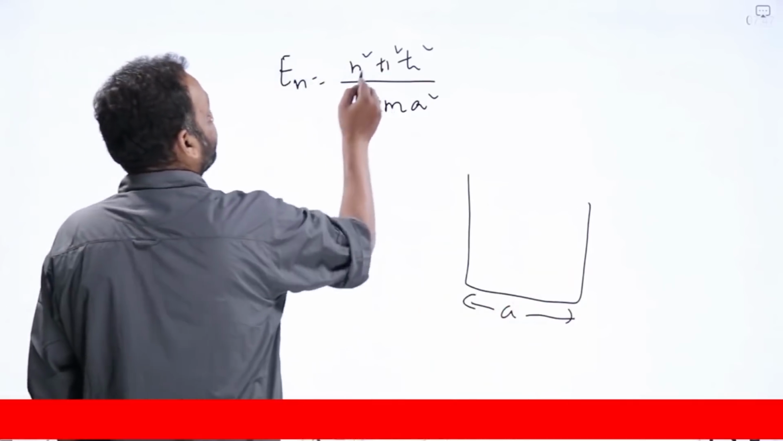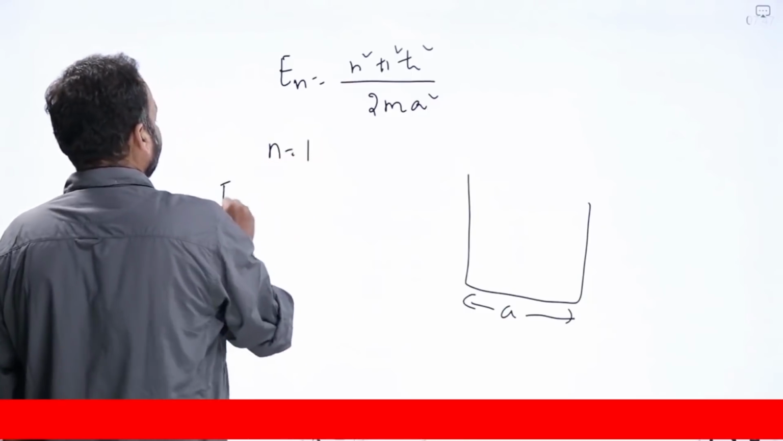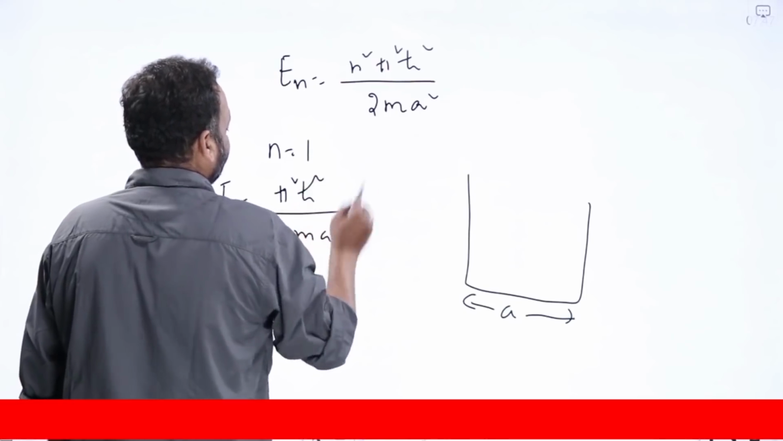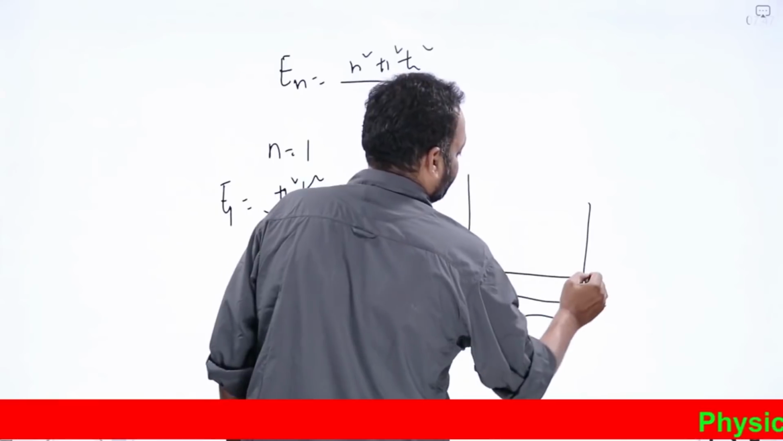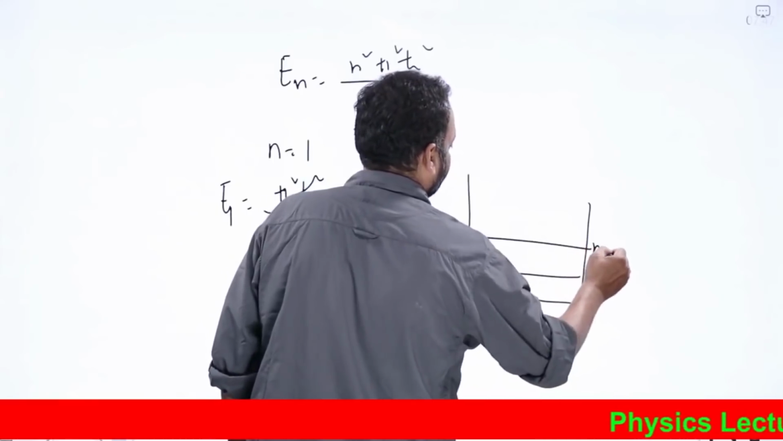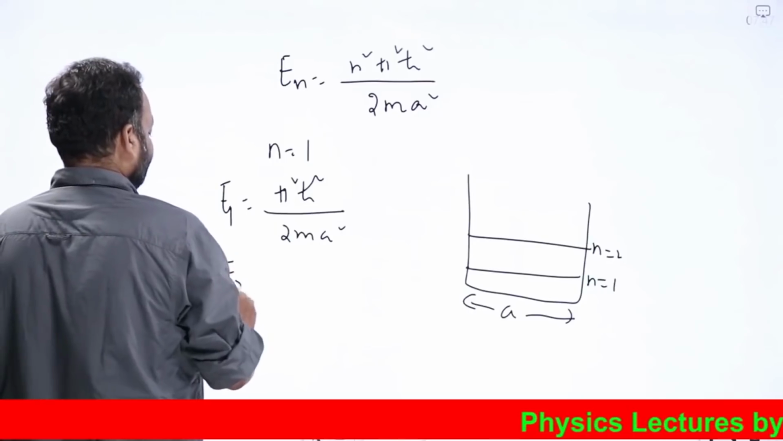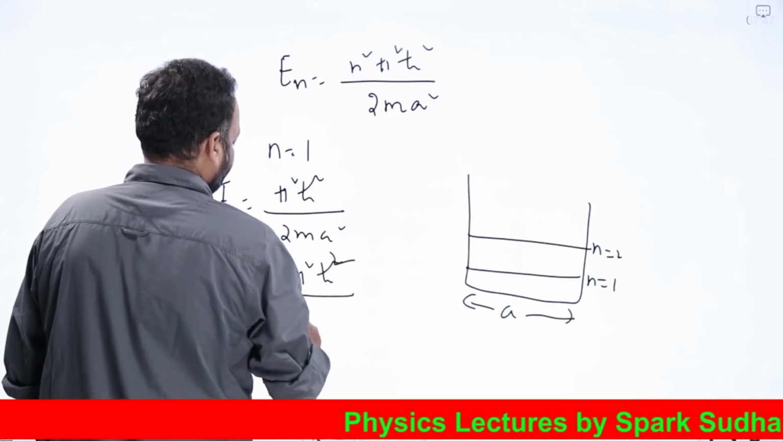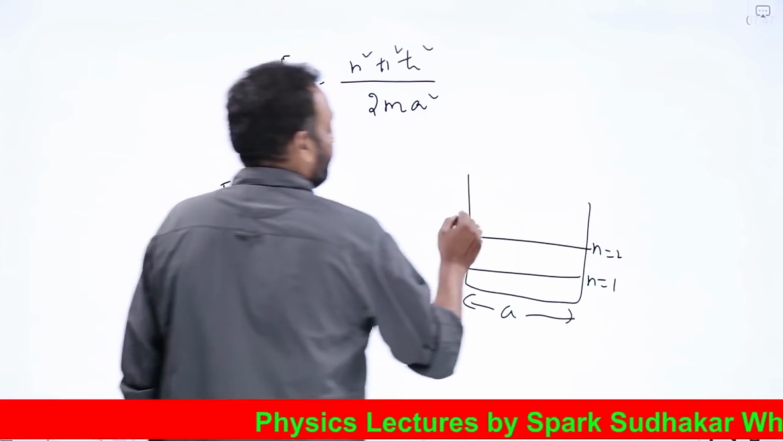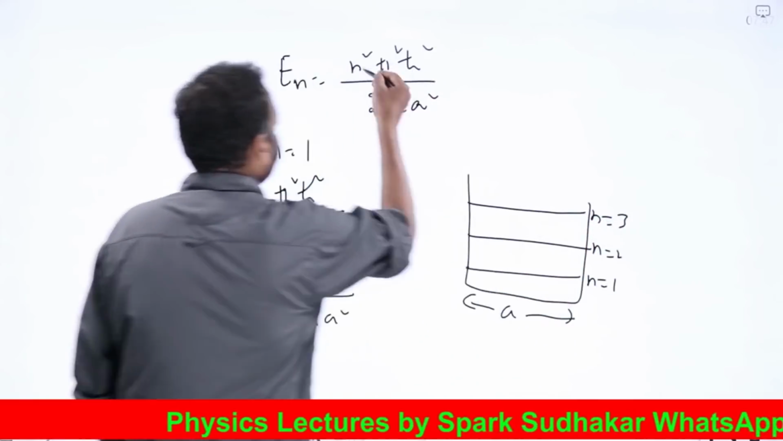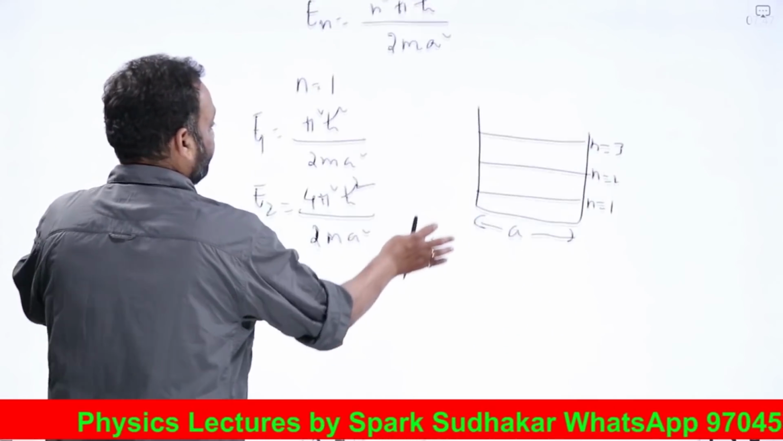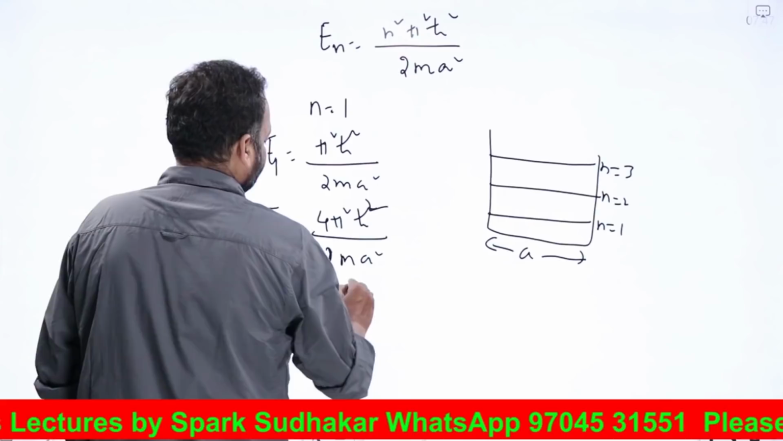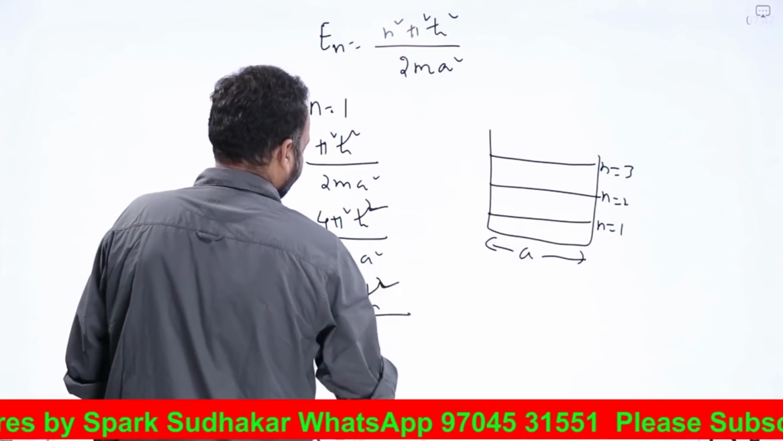Ground state energy means I'll take n equal to 1. So E1 equals pi square h bar square by 2m a square. What is the next allowed energy level? This is the ground state, n equal to 1. Next allowed energy level, n equal to 2: the second energy level will be 4 pi square h bar square by 2m a square. For n equal to 3, the energy level is E3 equals 9 pi square h bar square by 2m a square.